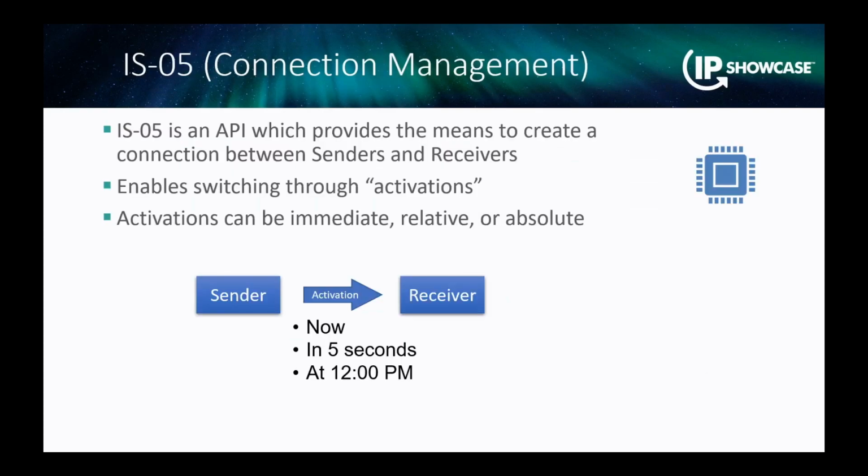Now that I know what all my devices are, how do I connect them? That's ISO5, connection management. So to connect a sender to a receiver in NMOS, we call it an activation. You can call it a connection if you like, but we call it activations. There's 3 types of activations you can do. You can say now immediate, which is what you'd get in SDI world, but you can also do things like relative time, 5 seconds from now, a minute from now, I want you to make this switch. Or you can do an absolute activation. You can say at 12 o'clock, I want you to switch this.